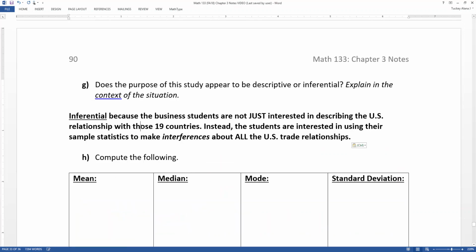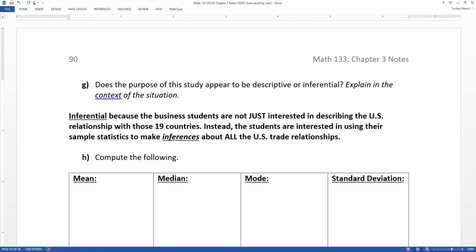So we'll say inferential because the business students are not just interested in describing the U.S. relationship with those 19 countries. That would be descriptive, right? If they just want to look at those 19 countries and that's it, just describe it and walk away. But they more likely want to infer, right? They're interested in using those sample statistics to make inferences, sorry about that, about all the U.S. trade relationships. All right.